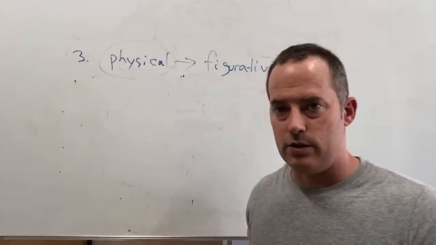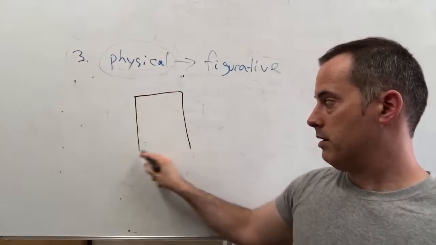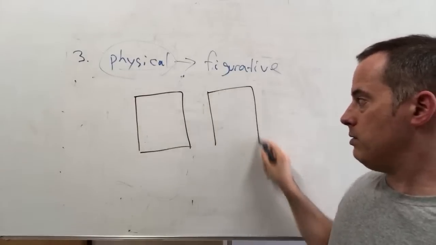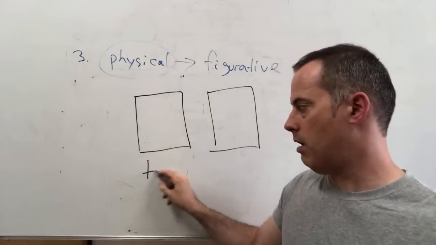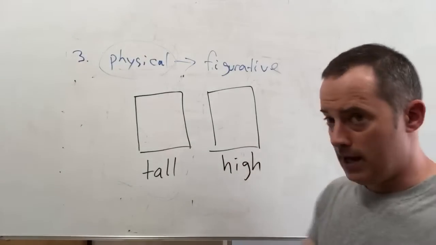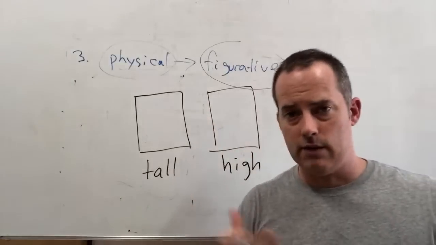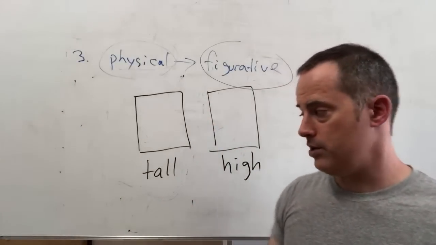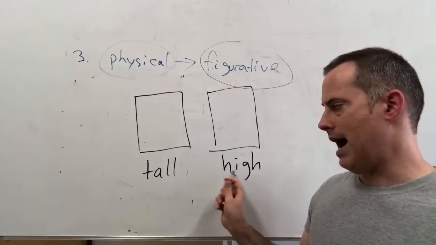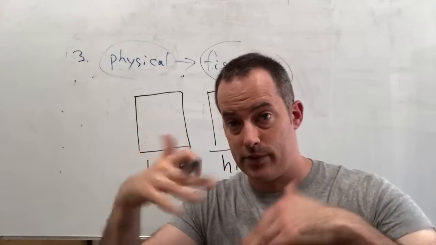Another thing we want to do that natives are learning is we're trying to compare different things. So imagine I have two flashcards over there. I'm teaching tall versus high. And I could explain that. I could try to give a figurative or more complex explanation of the difference between high and tall, but it's much easier just to see the difference.